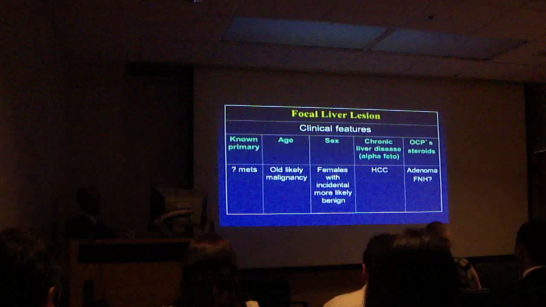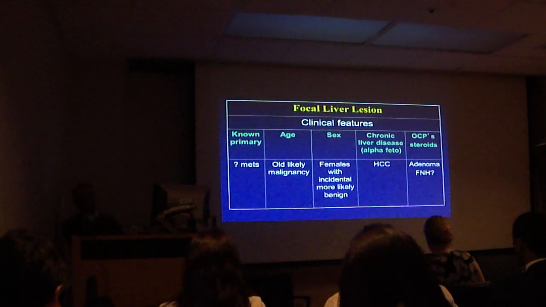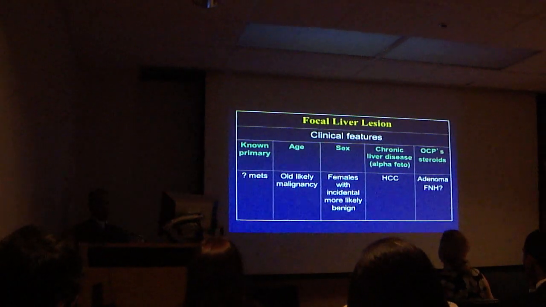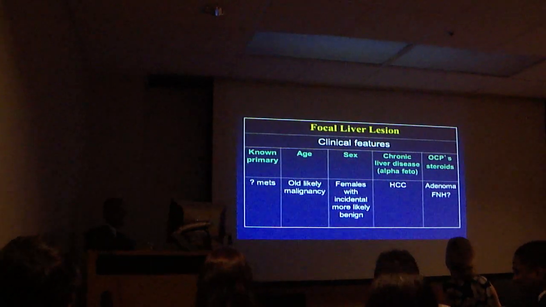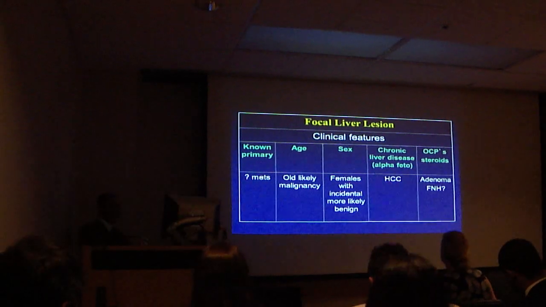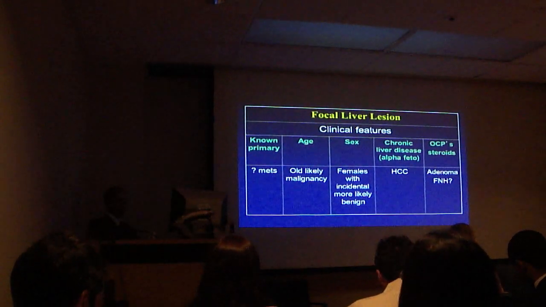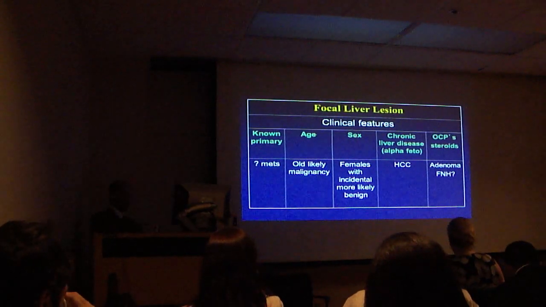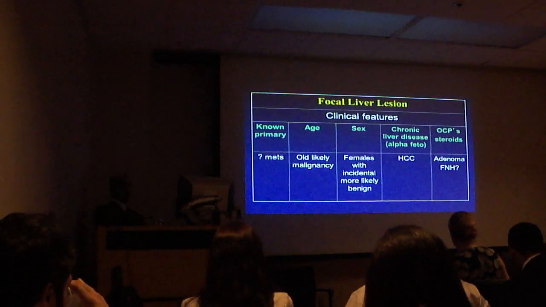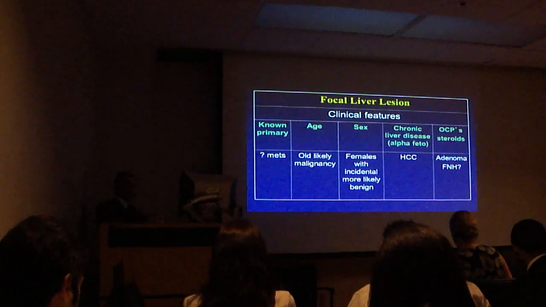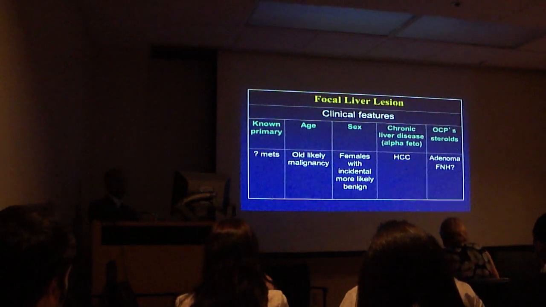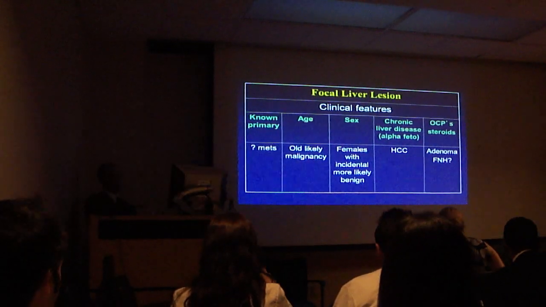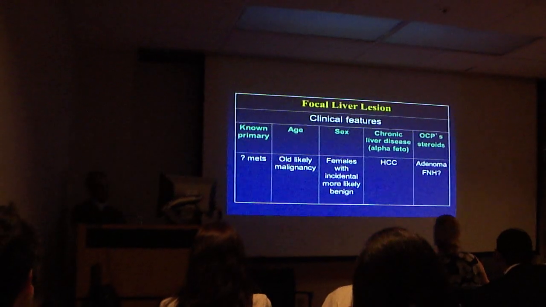Clinical features, I will not go too much into detail because we never get those details as a radiologist. It just says lesion seen on outside imaging. They'll never tell us that the patient has cirrhosis, or that it's a female taking, or a bodybuilder taking steroids or oral contraceptives in case of a female. Anyway, if there's a known primary, you would suspect metastatic disease. Age, elderly, obviously, it will be more likely to be malignant primary or metastatic. Sex, females with incidental lesions are more likely to have benign lesions.